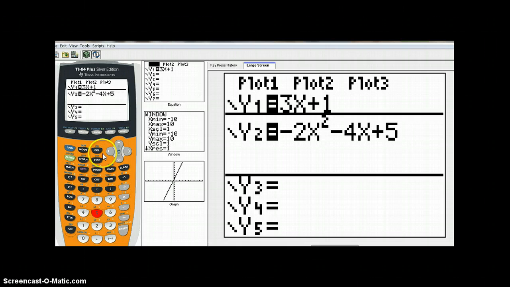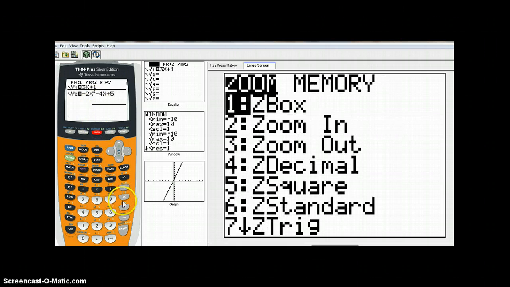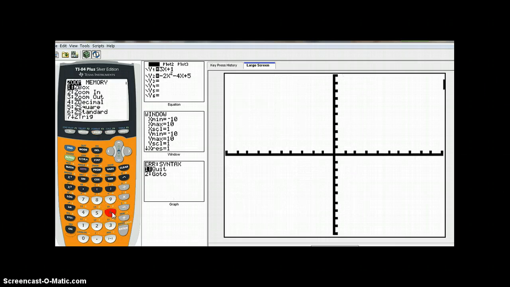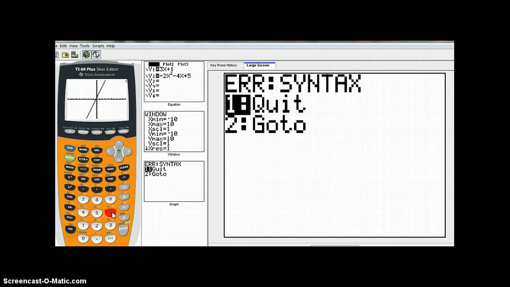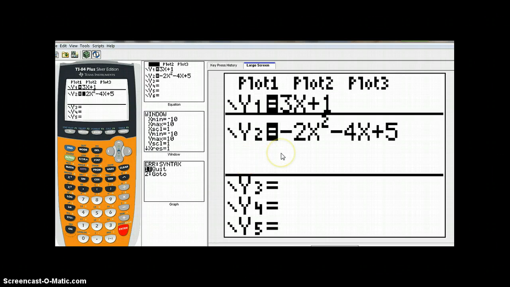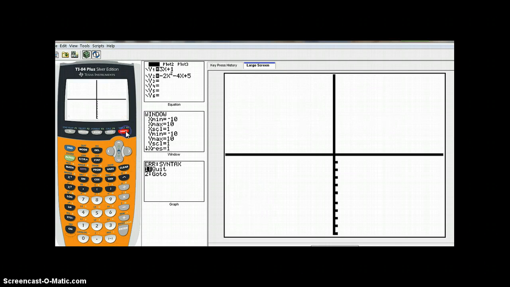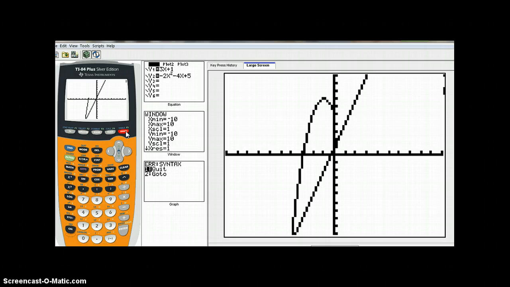All right, so same idea. Let's go zoom 6, our standard viewing window. Looks like we've got a syntax error. So I think that should be a negative sign. And now we graph it. All right, so there's our line, 3x plus 1. Here's our curve, -2x squared minus 4x plus 5. Looks like we got a point of intersection up here, and it looks like there may be one down here.